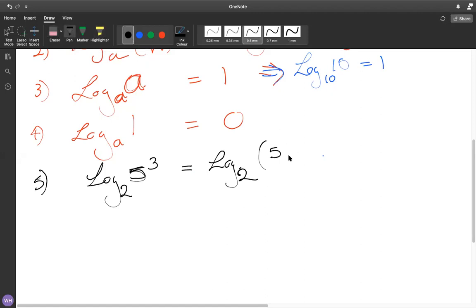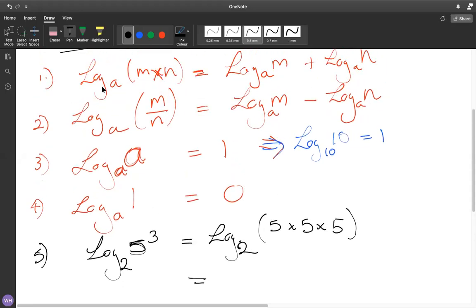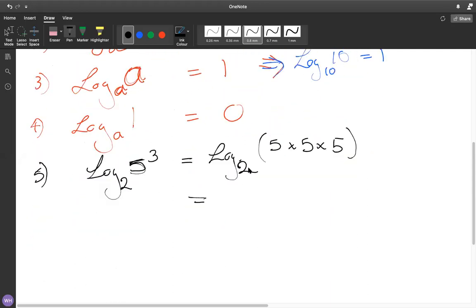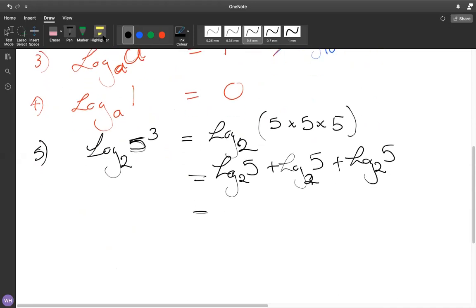5 to the power 3 means 5 times 5 times 5. Is it clear? Right. Why 5 to the power 3 means 5 should be multiplied 3 times. So it is 5 times 5 times 5. Right now, here if you apply the first law of logarithms where multiplication can be turned into an addition. So if you apply that case over here, so it has the same base. So it will be converted to logarithm of 5 to the base 2 plus logarithm of 5 to the base 2 plus logarithm of 5 to the base 2. Right now, can you see that there are three identical terms?